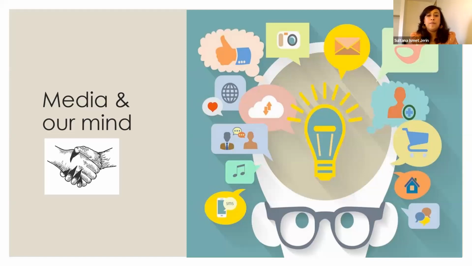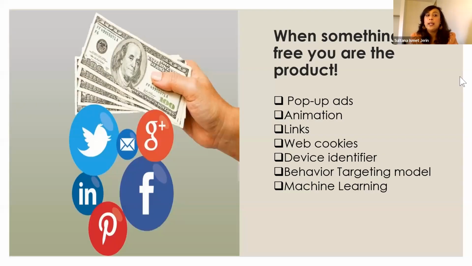Moving to the next slides, let's start with the media system and then I'll go to the biases. Now, when something is free, you are the product. You just have to accept it. If you are on Facebook, or on a website reading an article, you might think it's a free article, but it's never free.